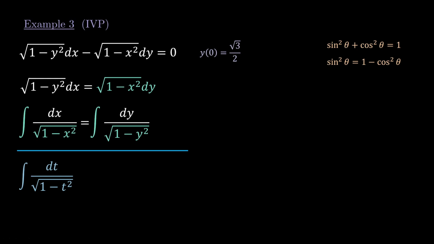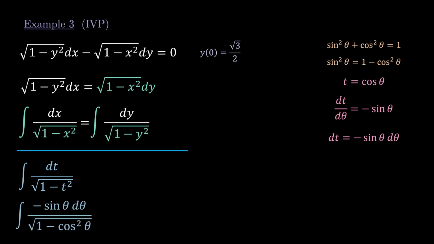So proceeding forward, we let t equal cosine theta, which means dt over d theta, the derivative, equals negative sine theta. And then dt equals negative sine theta d theta. We plug our terms in. As you can see, this was sine squared theta, which became 1 minus cosine squared theta, and this was the dt, which became negative sine theta d theta.